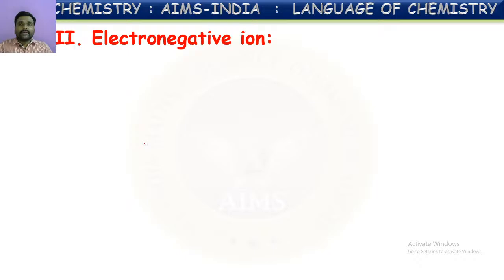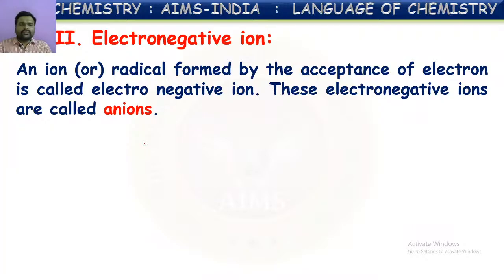Next one, electronegative ions. So an ion or radical which is formed by the acceptance of electrons, either one electron or more than one electron, is called as electronegative ions. These electronegative ions are also called as anions. So the ions which are formed by the gaining of electrons are called as electronegative ions. So these electronegative ions are called as anions.